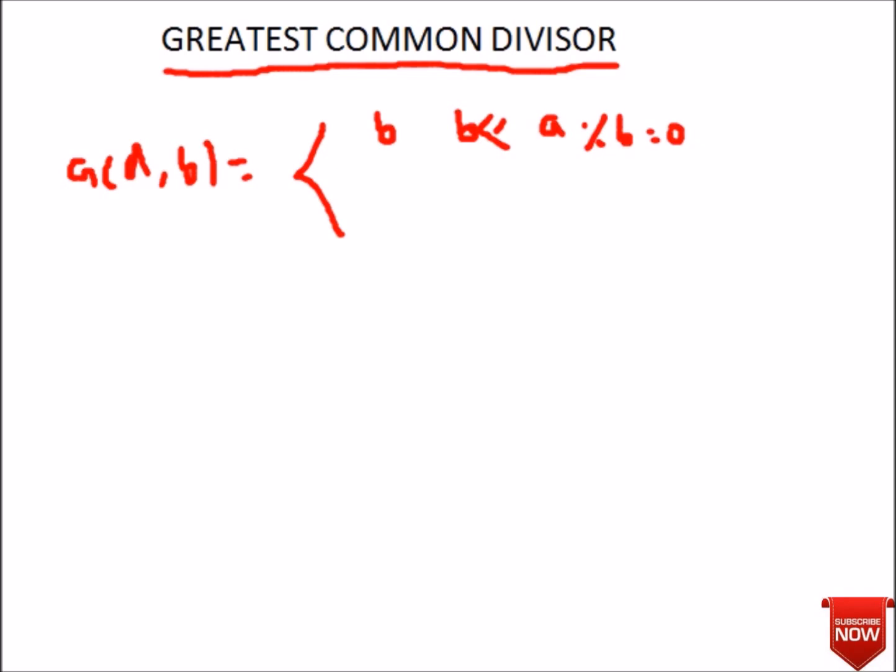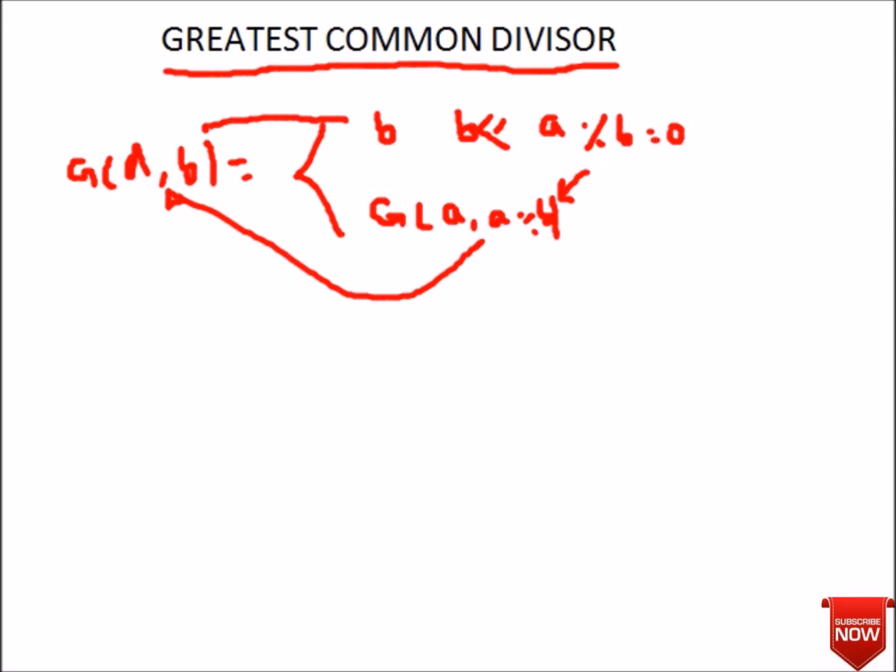Otherwise, once again we have to call the GCD function, and here we have to put B and A mod B. A mod B means this function, and once again this process will run, and once again we will check for this condition. Until this condition is satisfied, our result will not be shown. Sorry, here we have A B instead of A.